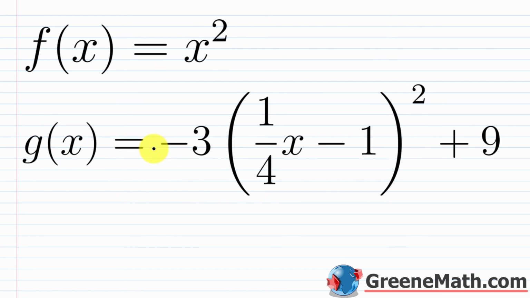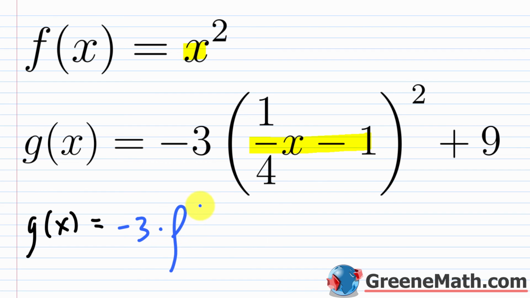And then g of x equals negative 3 times the quantity 1/4 x minus 1 squared and then plus 9. Again, you might want to write this as g of x is equal to, this part right here is going to replace x right there. Okay, so this gets plugged in there. The negative 3 is on the outside. You could just write that. So negative 3 times f of, again, what am I plugging in for x here that would be squared? This right here. So this 1/4, might as well factor it now.